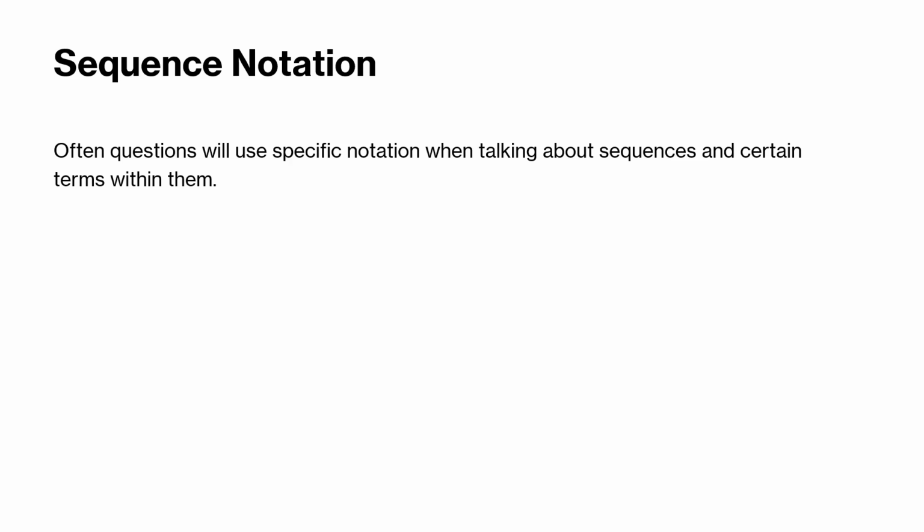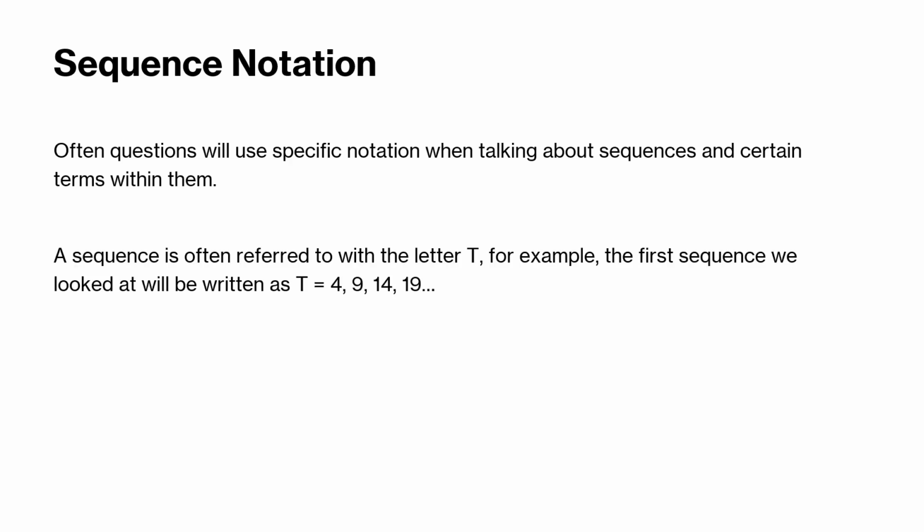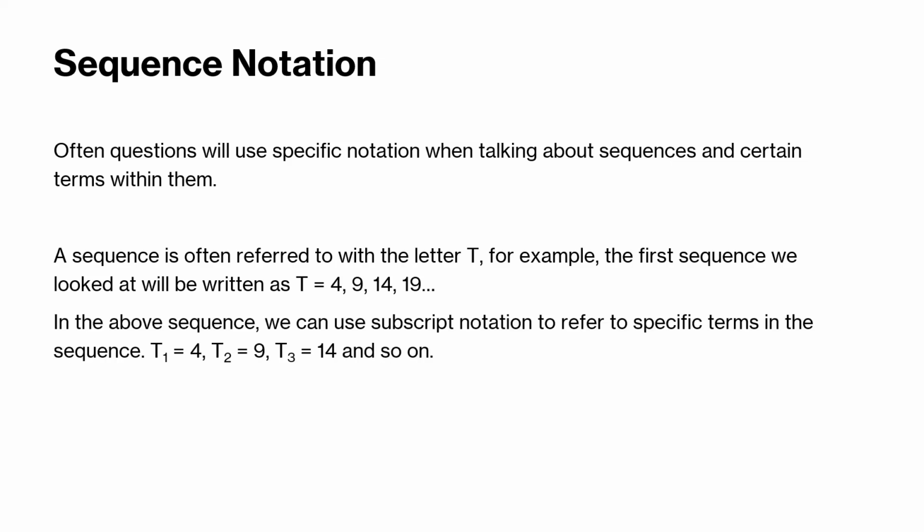Let's talk about sequence notation. Often, questions will use specific notation when talking about sequences and certain terms within those sequences. A sequence is often referred to with the letter T. For example, the first sequence we discussed can be written as T equals 4, 9, 14, and 19. The sequence itself is referred to as T. In the above sequence, we can also use subscript notation to refer to specific terms in the sequence. So, T subscript 1 would be the first term of the sequence, or 4. T subscript 2 is 9, the second term. T subscript 3 is 14, and so on.